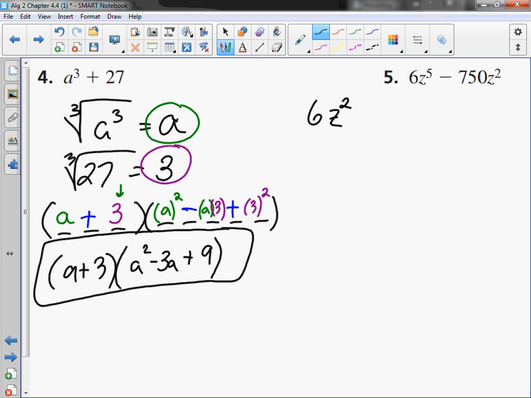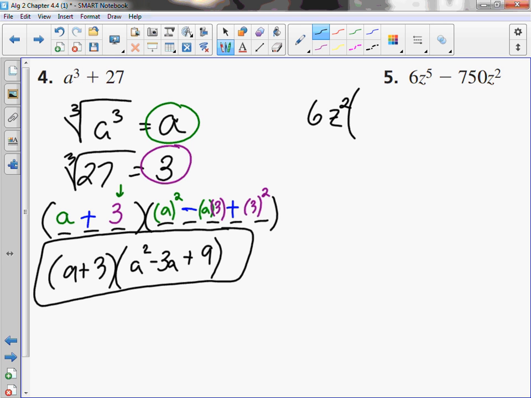Well, the number after 2 is 3. 3 to the third is 27. 4 to the third is 64. So knowing some of them is helpful, because then we can see the perfect cubes. So this here, I have to factor out 6z squared.